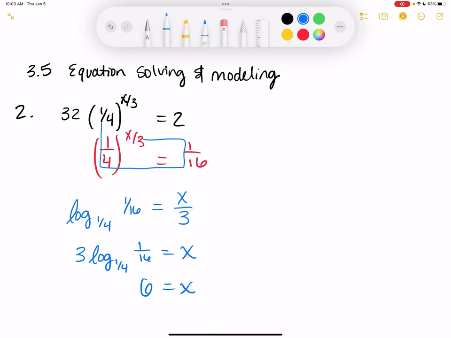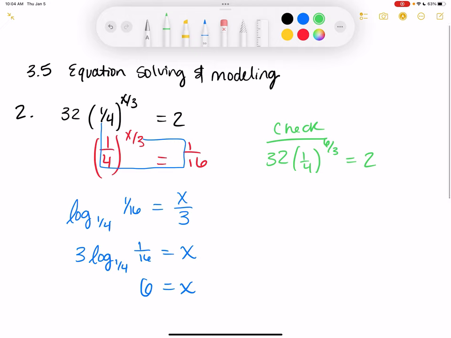Now, I'm going to show you how you would plug it back in to check just for this one, so that if you are so inclined to want to do so, you can. But again, I will not require the checking part. So we would just plug in 6 for x. So we'd have 32 times 1/4 raised to the 6 over 3 is equal to 2. And you would just solve this side down.